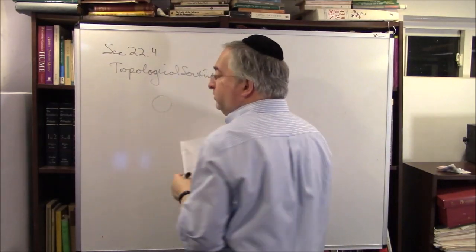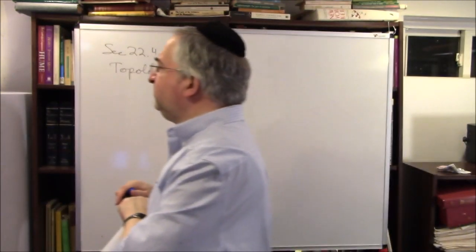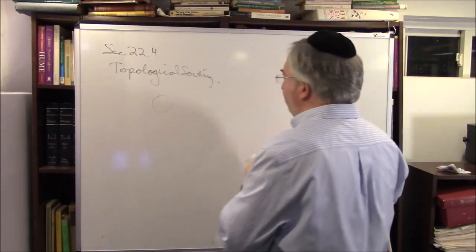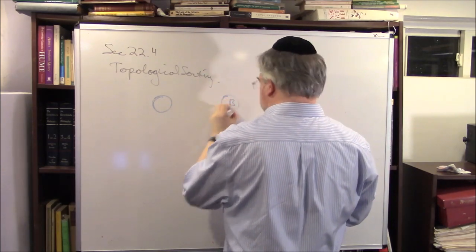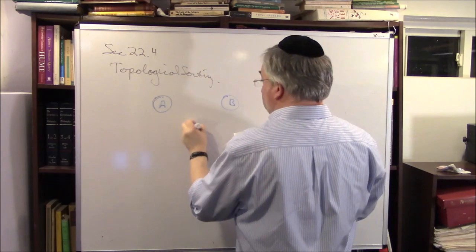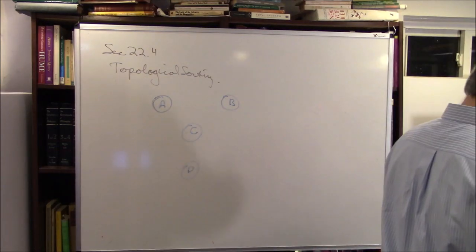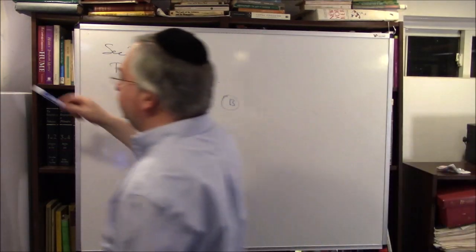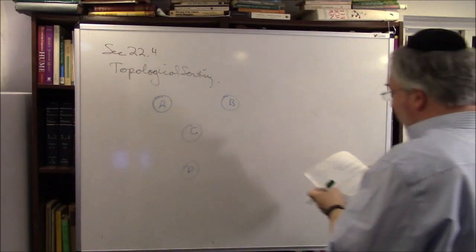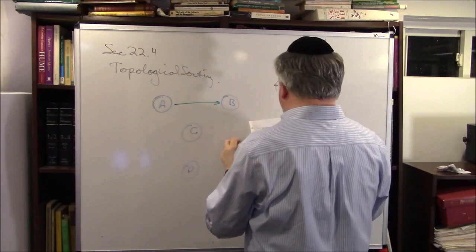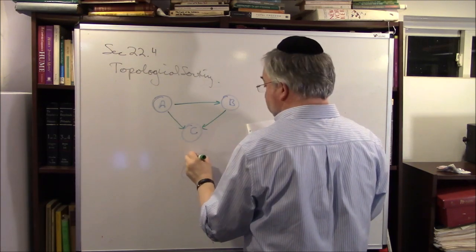You have, let's use a better color. Consider the following thing. A, B, C, D. No good. They're all no good. Getting to the end of the semester. Okay, and they're set up like this. A goes to B, A goes to C, B goes to C, D goes to C.